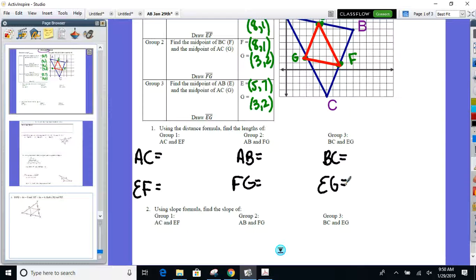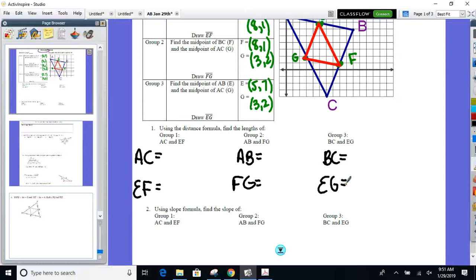Check with your group. Check with your group. Guys ready here? I'll start with group 1 this time.